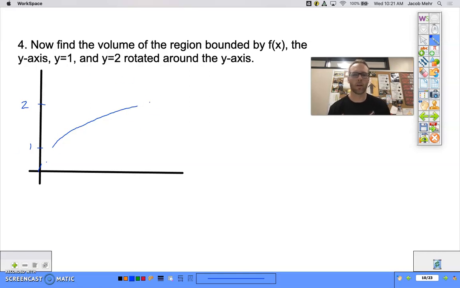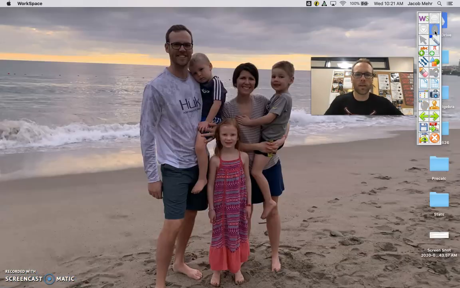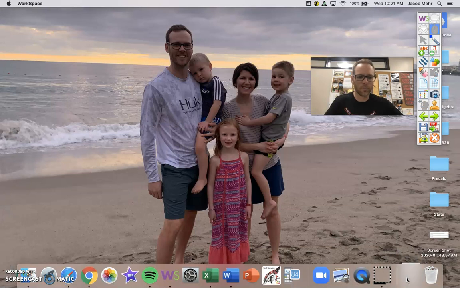And now we're rotating it around the y-axis. Now notice these still correspond because this is y equals the square root of x. It still corresponds to 1 and 4, right? The square root of 1 is 1 and the square root of 4 is 2. So I still picked it to be the same x interval, but now we're looking at a y interval from 1 to 2 because we're rotating around the y-axis. So let's head to GeoGebra and let's see if we can find this one.